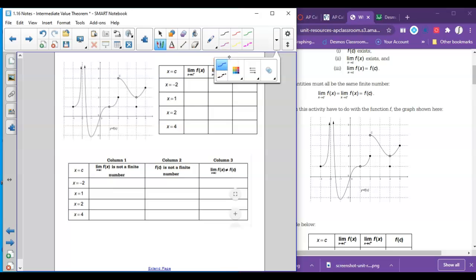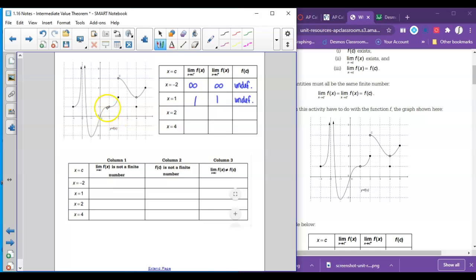quickly. And so at x equals -2, our limit from the left is going to be positive infinity. Our limit from the right is going to be positive infinity. But f of c is undefined because there's no dot on the line there. At x equals 1, we can see that the limit from the left is 1. The limit from the right is 1. But f of c here is undefined, because we have an open circle there.